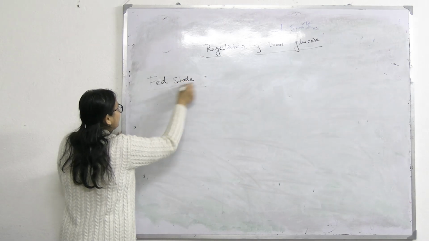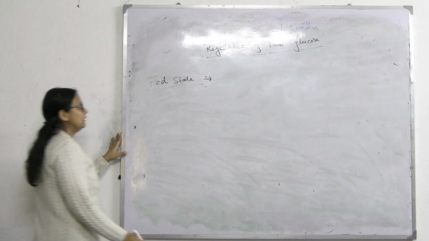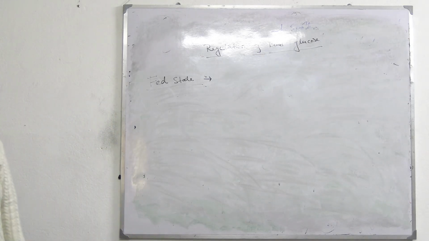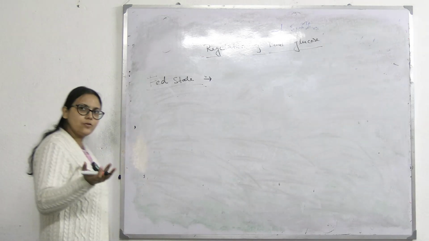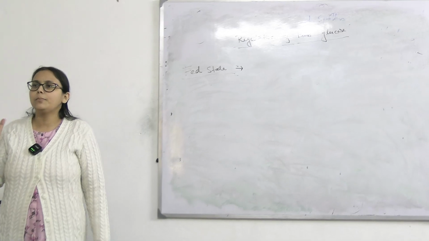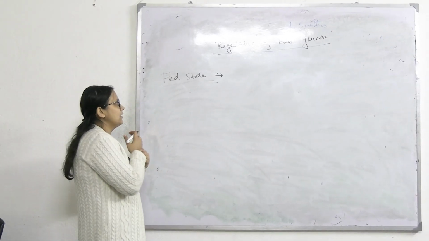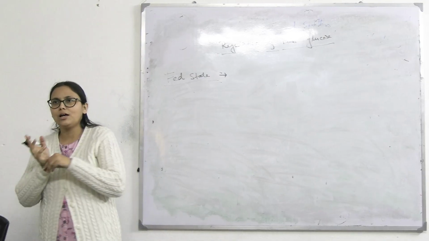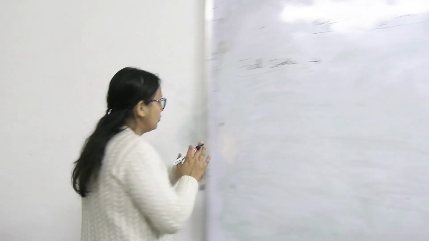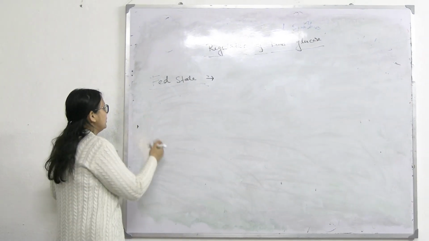What happens in fed state? Fed state means we have taken lots of food, carbohydrate rich food, so the blood glucose level starts rising. Here also excessive rise is dangerous for our health, so there is some mechanism to prevent this excessive rise of blood glucose. So when blood glucose level starts rising, then signal goes to the pancreatic beta cell and there is secretion of insulin.